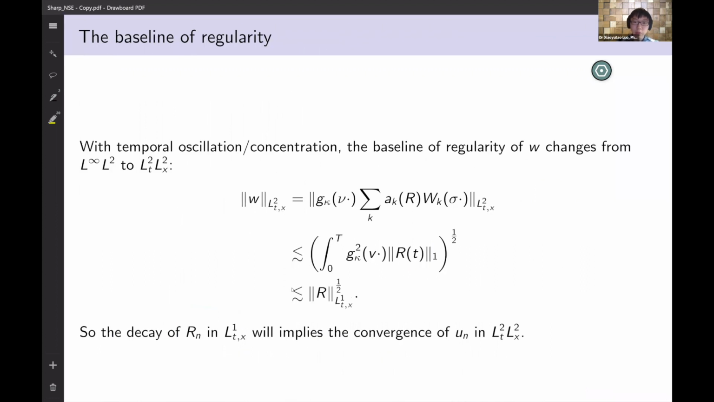So just an example of how this estimate will go. If you look at L2 in space time of this W, because this has L2 in time critical scaling, essentially you just follow the previous approach, you should get this estimate. So as long as we have decay of R_n in L1 space time, then we will have the convergence of U_n in L2 space time. So the question becomes, how do we get the decay of R_n in L1 space time?